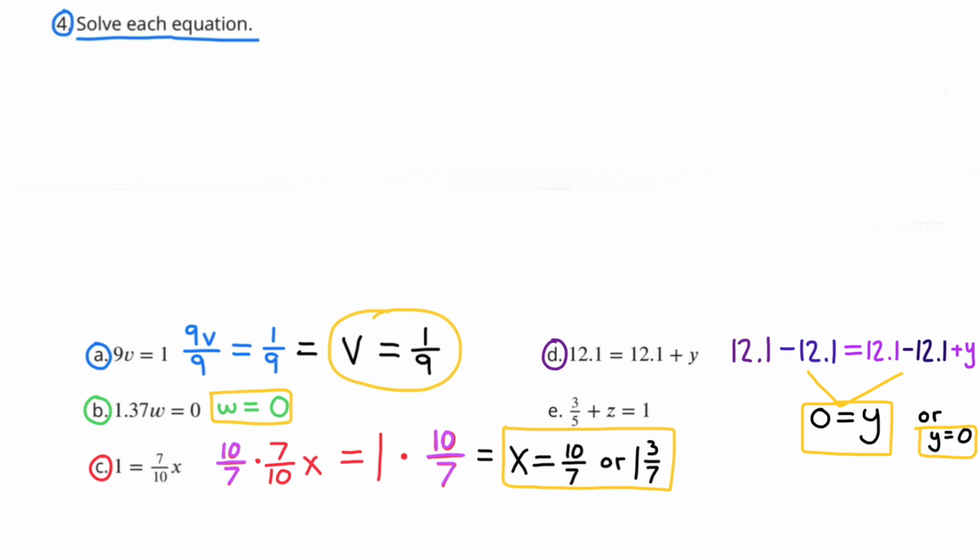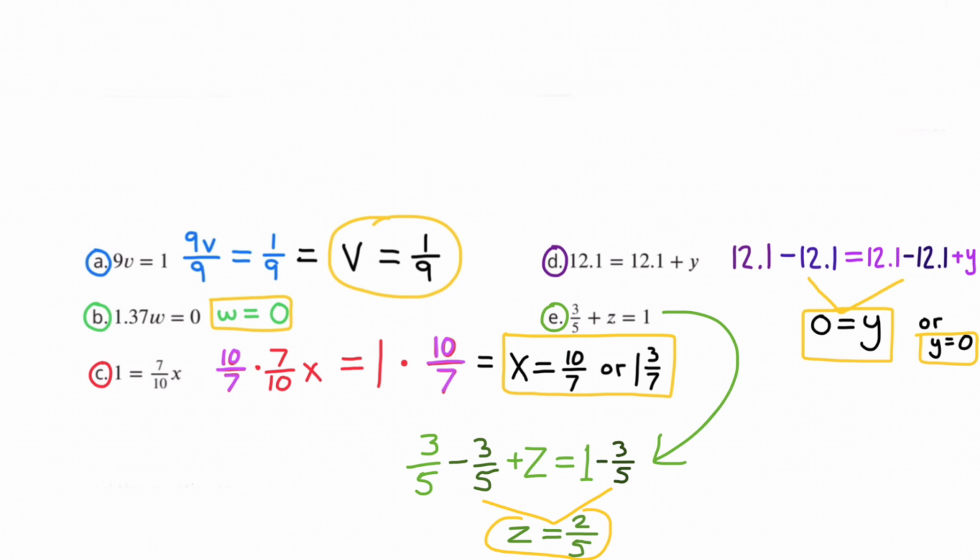D. 12 1/10 equals 12 1/10 plus y. To solve for y, we need to subtract 12 1/10 from both sides. 12 1/10 minus 12 1/10 is 0, so y equals 0. E. 3/5 plus z equals 1. To solve for z, we'll have to subtract 3/5 from both sides. And 1 minus 3/5 is the same as 5/5 minus 3/5, so z equals 2/5.